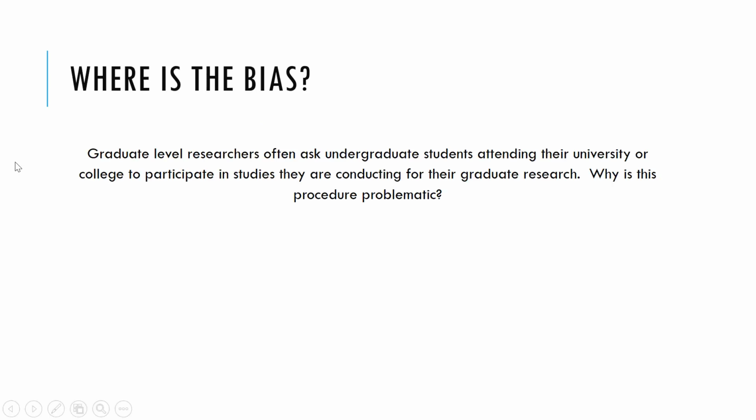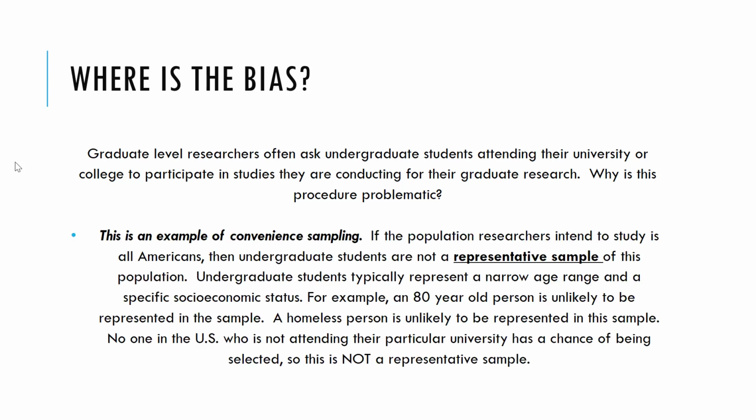Where is the bias? Let's consider the following example. Graduate-level researchers often ask undergraduate students attending their university or college to participate in studies they are conducting for their graduate research. Why is this procedure problematic? This is an example of convenience sampling. If the population researchers intend to study is all Americans, then undergraduate students are not a representative sample of this population. Undergraduate students typically represent a narrow age range and a specific socioeconomic status.